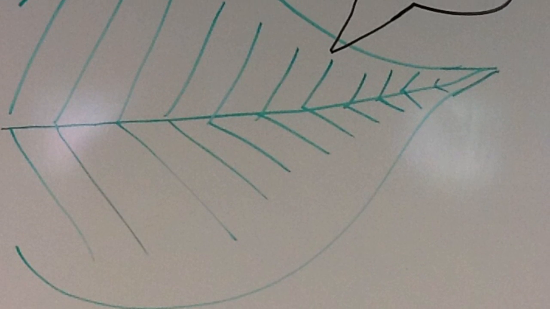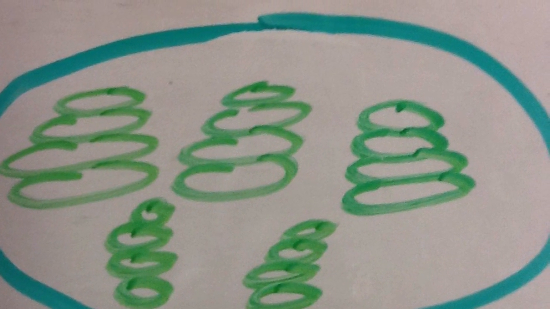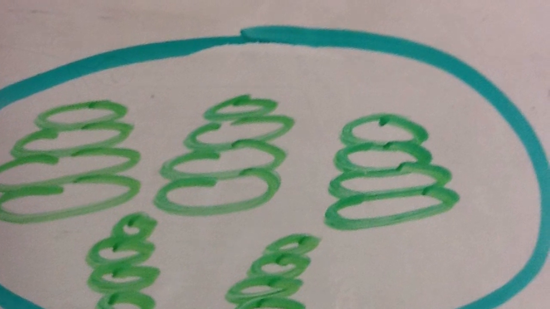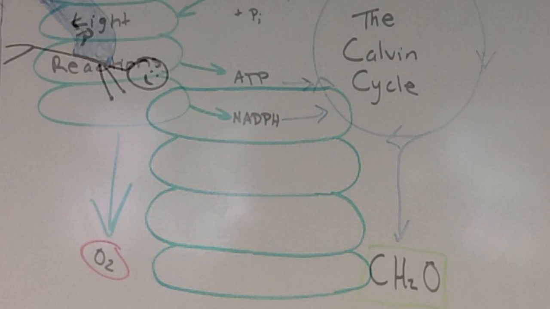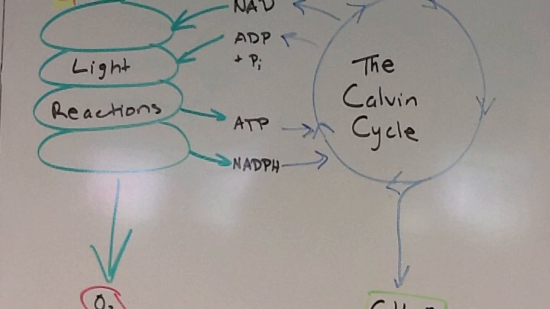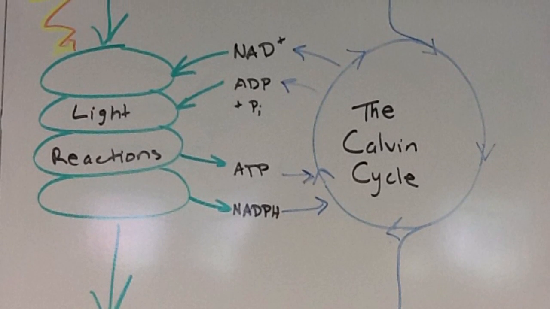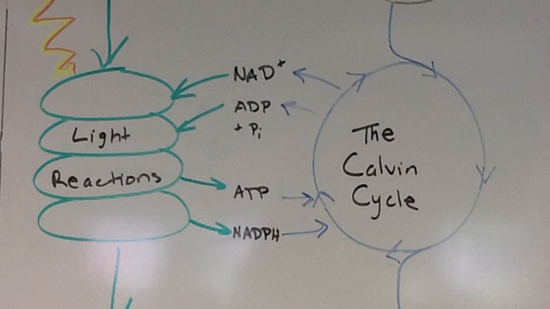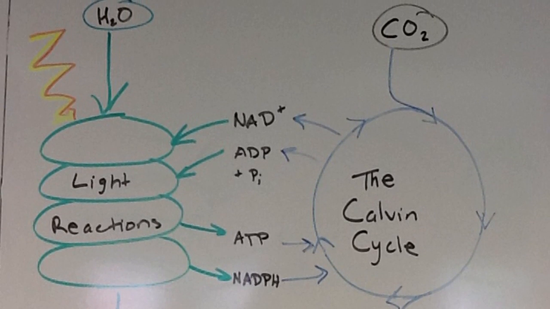Let's zoom into the chloroplast. In the chloroplast, the thylakoid membranes are the sites of the light reactions, whereas the Calvin cycle occurs in the stroma. The light reactions use solar energy to make ATP and NADPH, which supply chemical energy and reducing power to the Calvin cycle. The Calvin cycle incorporates carbon dioxide into inorganic molecules which are converted to sugar.